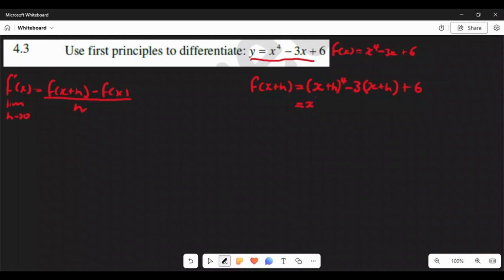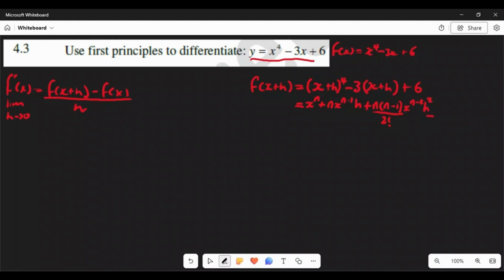You're gonna have x to the power of n plus n multiplied by x to the power of n minus 1 multiplied by h, right? And then the next term is gonna be plus n multiplied by n minus 1, divided by 2 factorial, and then from here you say x to the power of n minus 2, multiplied by h squared. From here now you just come to this part here.